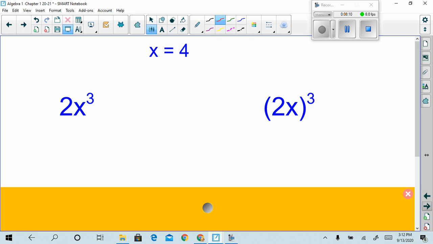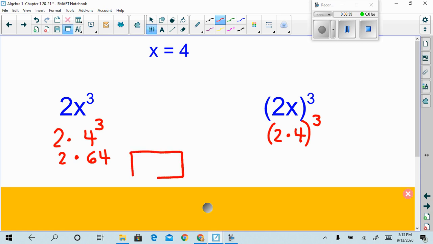I'm giving you two problems that look very close to being the same, but they're not. In this first one, I have 2 times 4 to the third power. In this one, I have 2 times 4 raised to the third power. So in this one, I could perform my powers first. That's going to give me 64 times 2, which is 128.